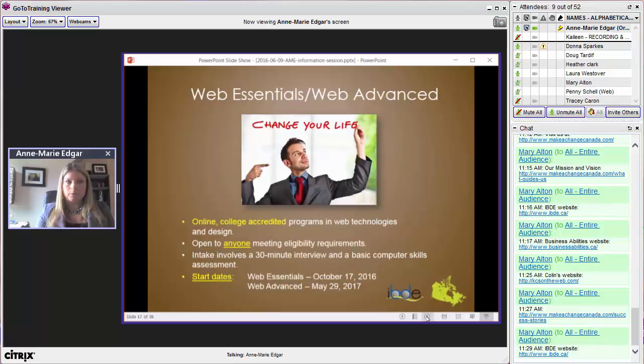And we've got the two programs, Web Essentials, which starts on October 17th, 2016 this year, and then Web Advanced will start May 29th, 2017. And generally, to qualify for taking the Web Advanced program, you must be a graduate of the Web Essentials program or an already working web developer to qualify for that advanced program.